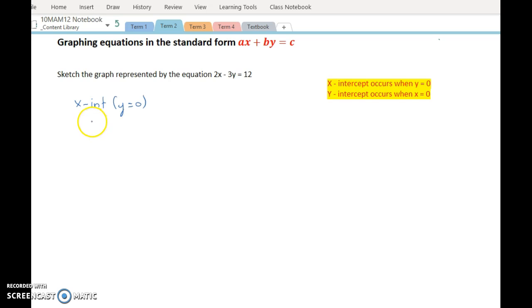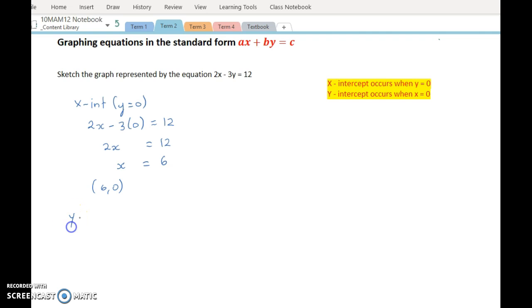So we rewrite our equation, but where we see y, we will replace it with the value 0 because y equals 0. And then we solve this linear equation. So 3 lots of 0 is 0. So 2x equals 12. And by methods of backtracking, we can say x equals 6. So our x-intercept occurs at the point 6, 0.